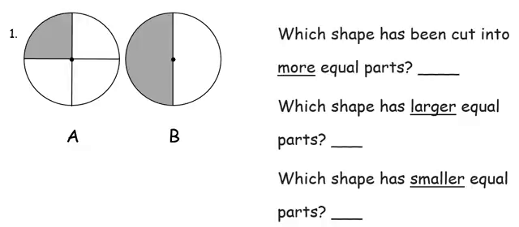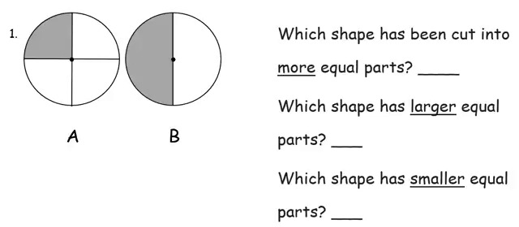This tutorial is for first grade, Module 5, Lesson 9. In this lesson, we're going to explore the idea that when we cut a shape into a greater number of equal pieces, each piece becomes smaller. So here I have two circles, Circle A and Circle B.